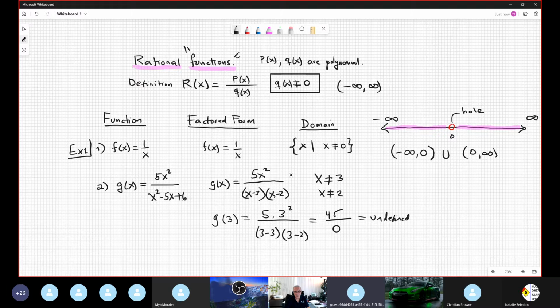But we have 2 undefined values, and with 2 a similar situation happens. 2 minus 2 is 0. So what is the domain? Well, the domain is all real numbers except 3 and negative 2. Therefore, you write it like that.